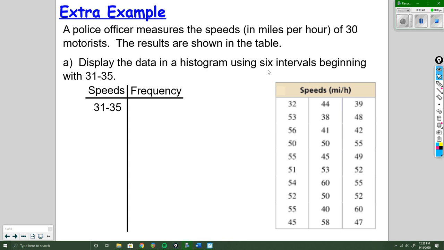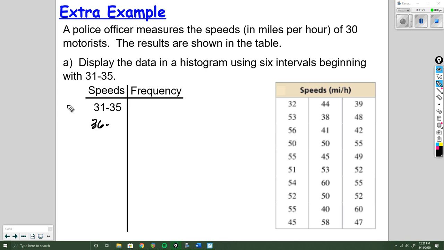Now realistically, you would have to decide how many intervals you want in your data display and what the intervals are. We're just starting by giving you an interval, and let's just use it, create a table, and then draw a histogram. Since this first interval is 31 to 35, that's going to dictate what our next interval has to be. If this ends at 35, the next one's got to start at 36. And the size of the interval has to remain the same.